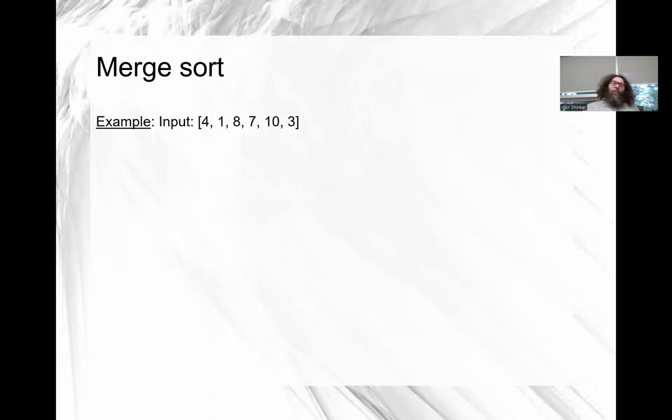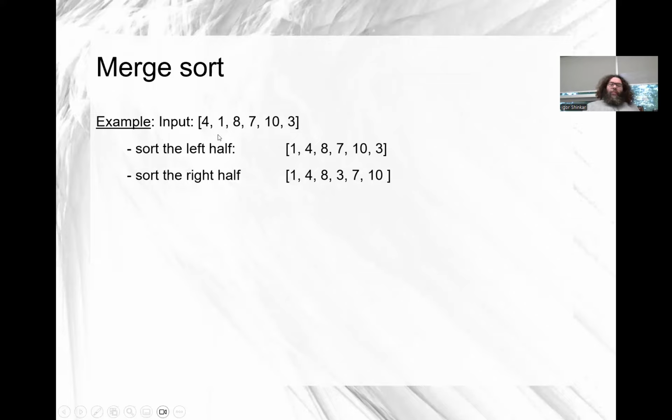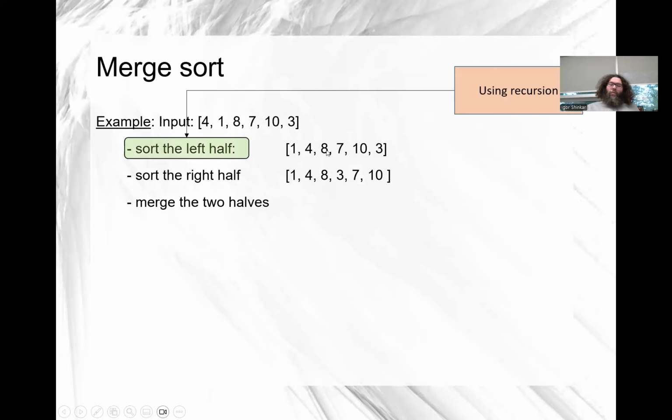Here's a small example. So this is our array. First we sort the left half. How do we sort the left half? We take this 4, 1, 8 and we sort it. So when we sort it, we get 1, 4, 8.